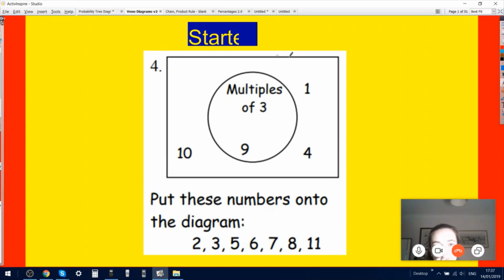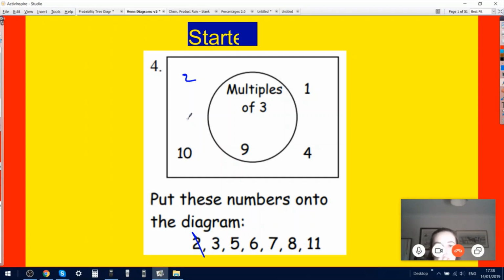Okay, Venn diagrams. Put these numbers onto the diagram. Multiples of 3 in there, non-multiples of 3 outside. 2 is inside. Is 2 a multiple of 3? Multiple of 3 means 3 times table. Oh, no, wait. So where does the 2 go? Outside. Yeah.